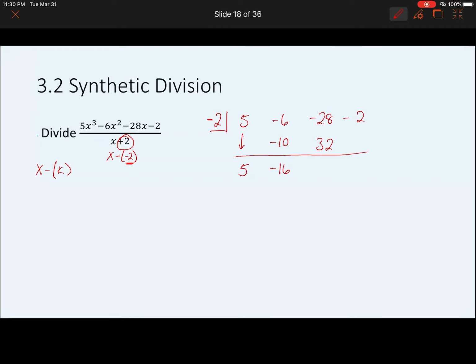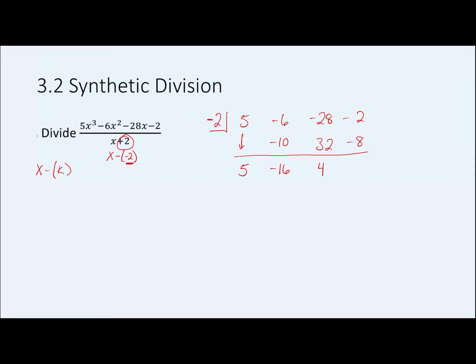So again, we're going to start like we've done the others. We're going to bring down this 5, and then we're going to multiply and add, multiply and add, multiply and add. So 5 times negative 2 is negative 10. Then we add negative 6 and negative 10 and get negative 16. Then we multiply negative 16 times negative 2 and get 32. Negative 28 plus 32 is a positive 4. And 4 times negative 2 is negative 8. Then negative 2 minus 8 is negative 10. And again, we have a remainder of negative 10.